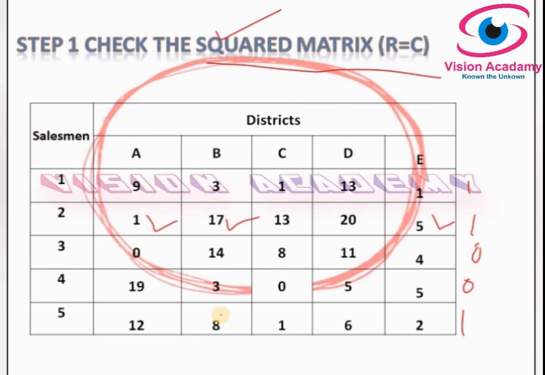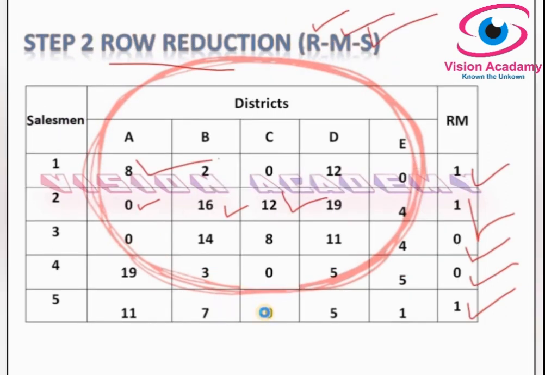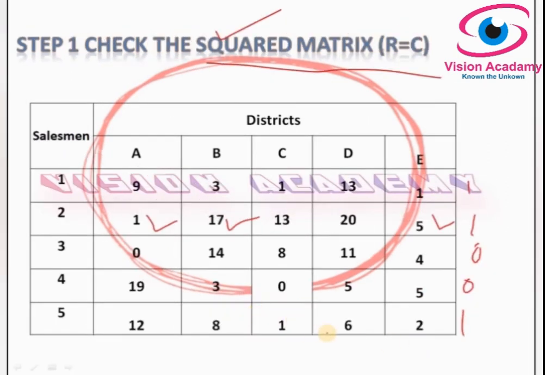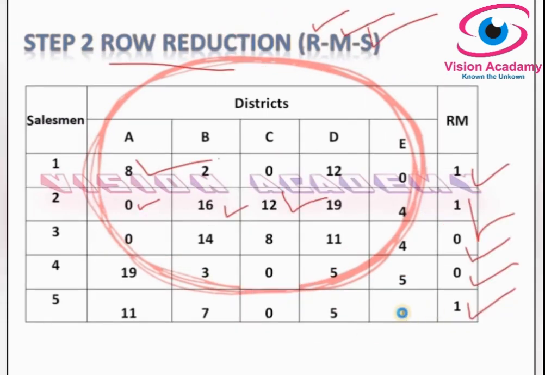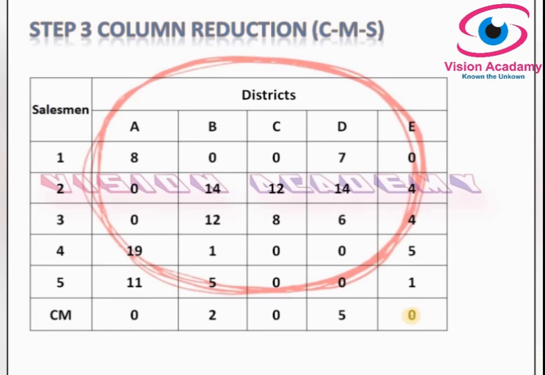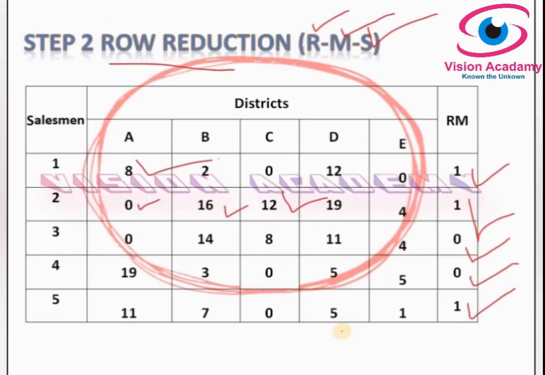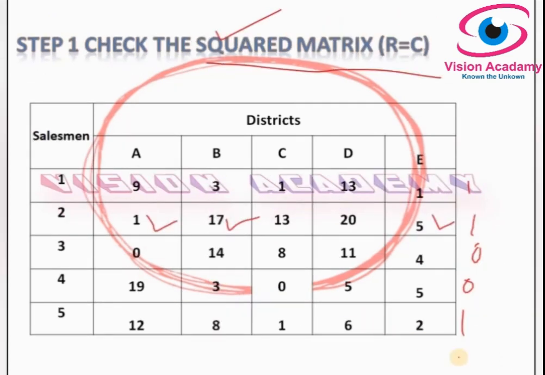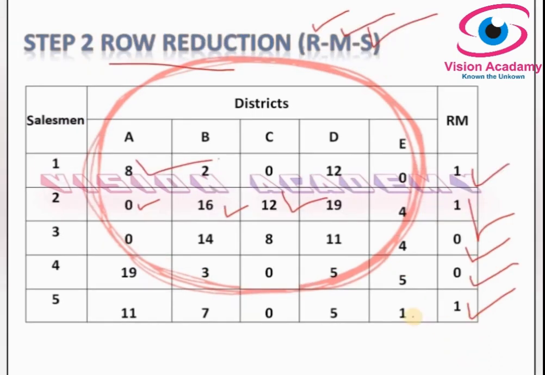8 minus 1, it is 7. 1 minus 1, 0. 6 minus 1, 5. 1 minus 1, 0. In this way, look at here, it is 2 minus 1, 1. So in this way we obtained the row reduction. Now what do you want to do? You want to make a column reduction.